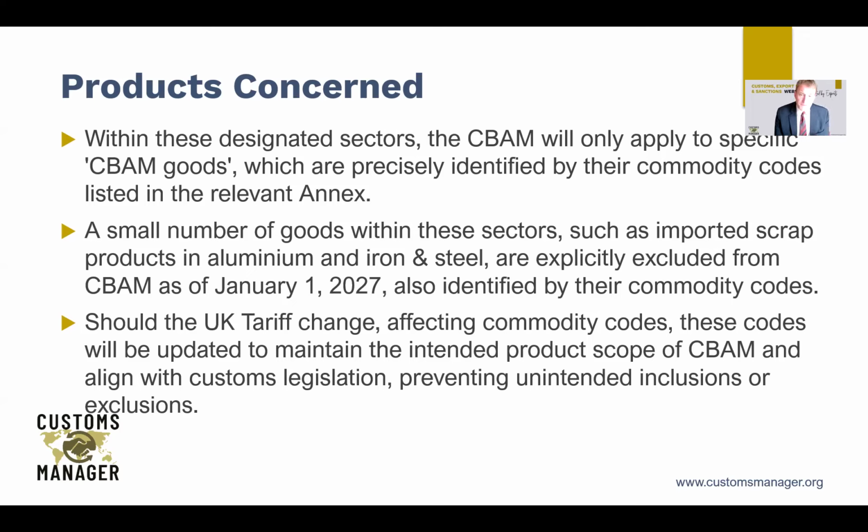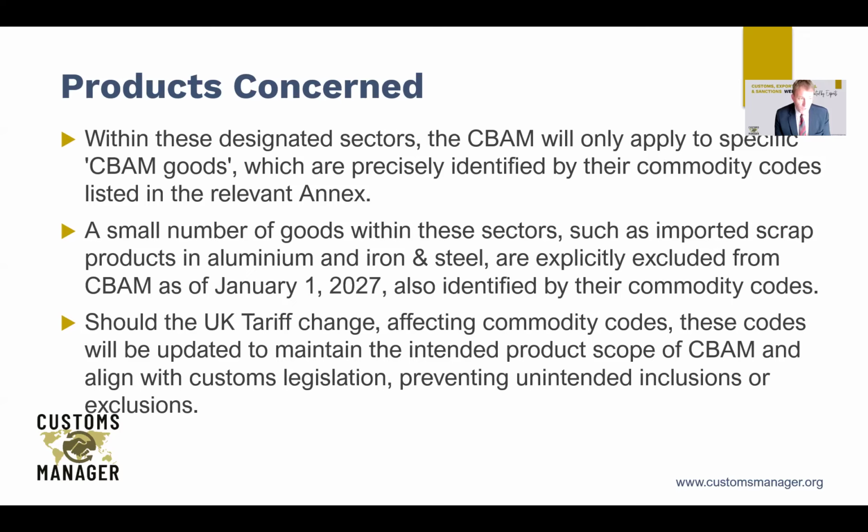Now, to be more specific, we will have details of what these sectors mean in the relevant annex of the legislation. And this will be presented by commodity code. So you will be able to identify based on your imports if you have a CBAM good or not. There will also be some exclusions, such as imported scrap products, just as an example. So we need to look out for what those are, so that we are assessing, first of all, whether CBAM is a concern for us or not.